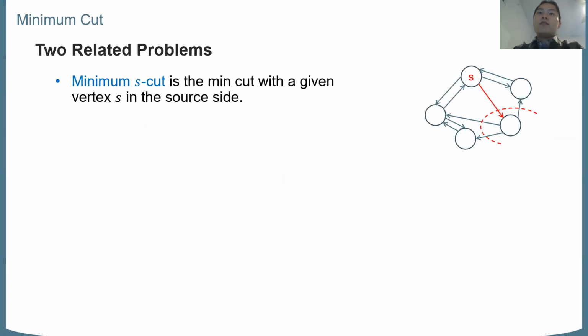We can also define other versions of minimum cuts. So first, a minimum S cut is defined to be the min cut with a given vertex S in the source side. So again, in this graph, if we fix this node to be S, then the minimum S cut will be another cut, also with value 1.